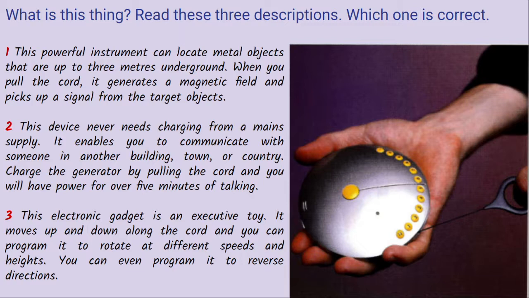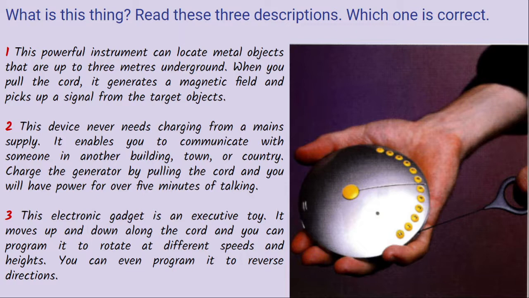Description number 2. This device never needs charging from a mains supply. It enables you to communicate with someone in another building, town, or country. Charge the generator by pulling the cord and you will have power for over 5 minutes of talking. This electronic gadget is an executive toy. It moves up and down along the cord and you can program it to rotate at different speeds and heights. You can even program it to reverse directions.